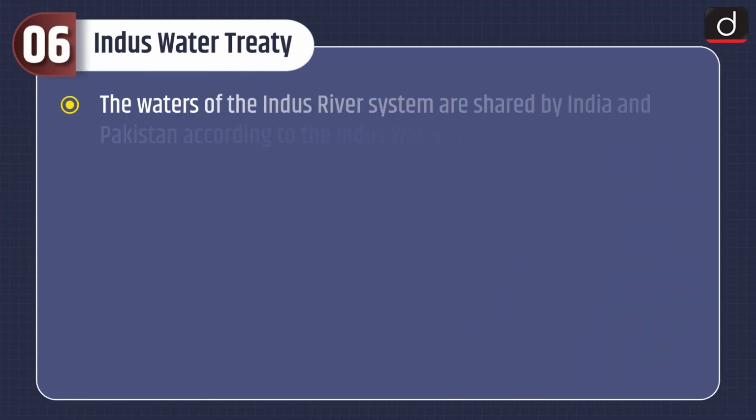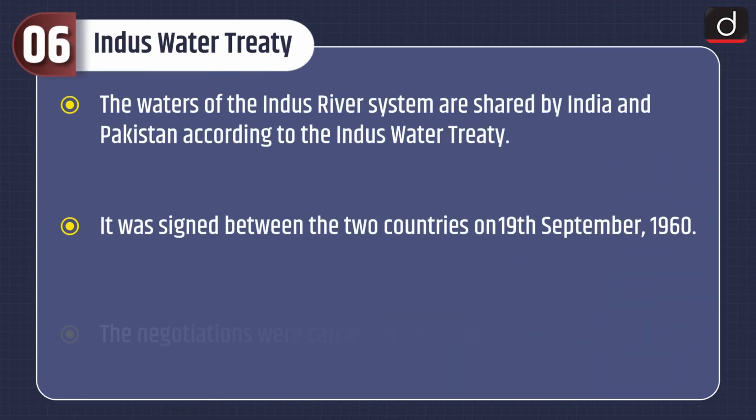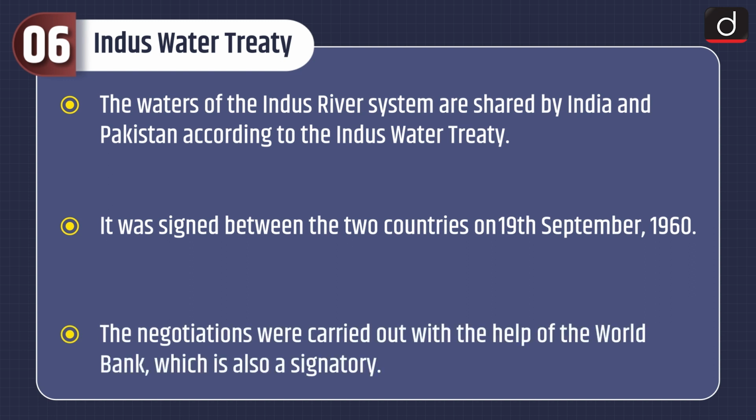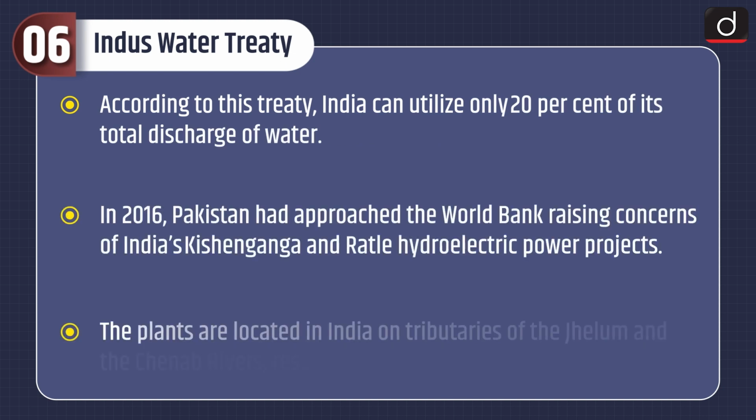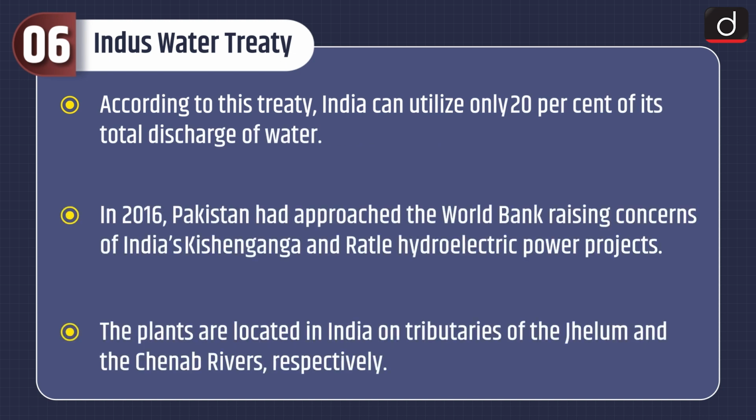Now let's discuss about Indus Water Treaty. The waters of the Indus River system are shared by India and Pakistan according to the Indus Water Treaty. It was signed between the two countries on 19th September 1960. The negotiations were carried out with the help of the World Bank, which is also a signatory. According to this treaty, India can utilize only 20% of its total discharge of water.